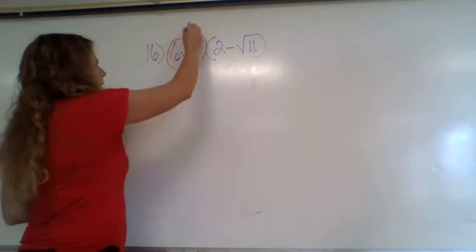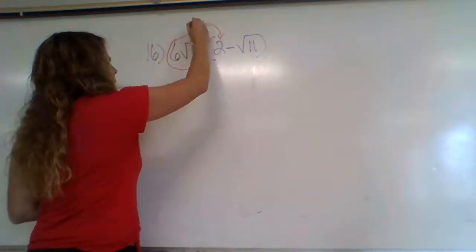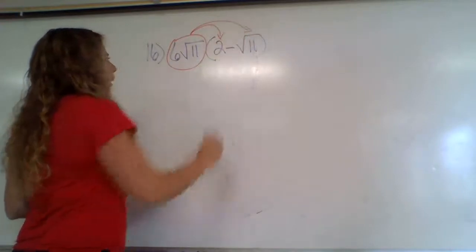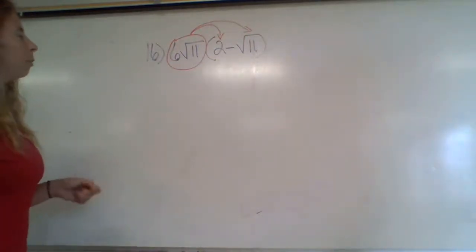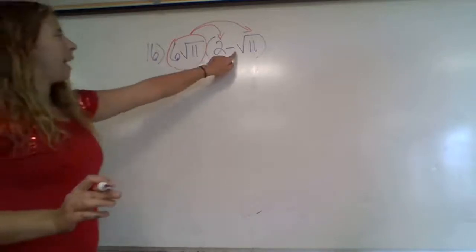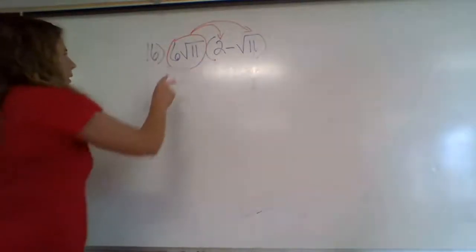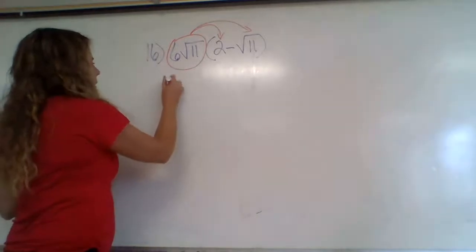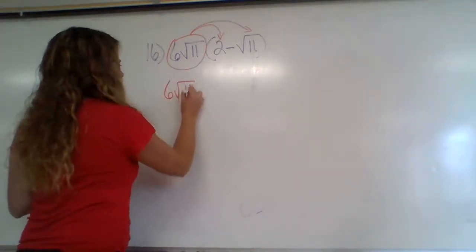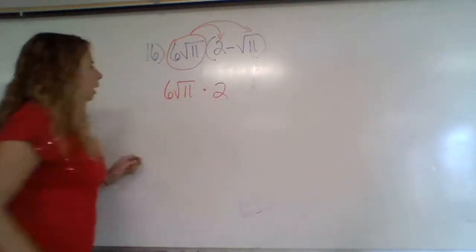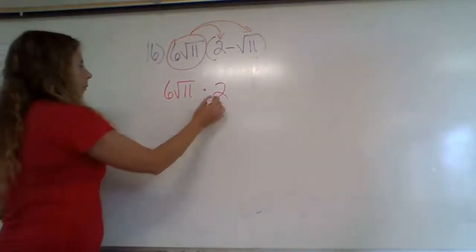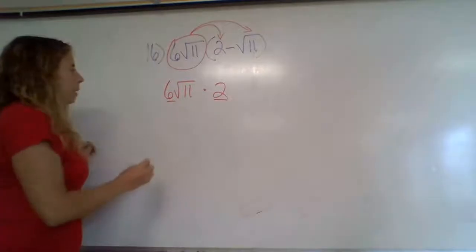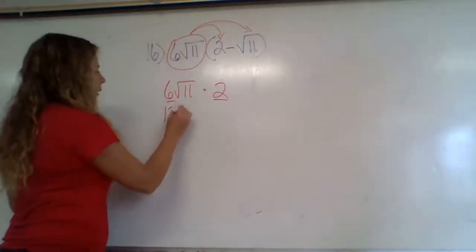6 square root 11 times 2, and 6 square root 11 times negative square root 11. So 6 square root 11 times 2: you do 2 times 6, so you get 12 square root 11.